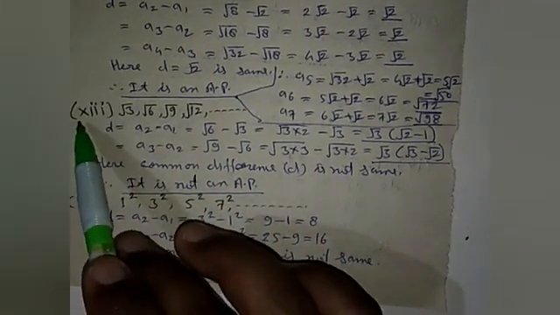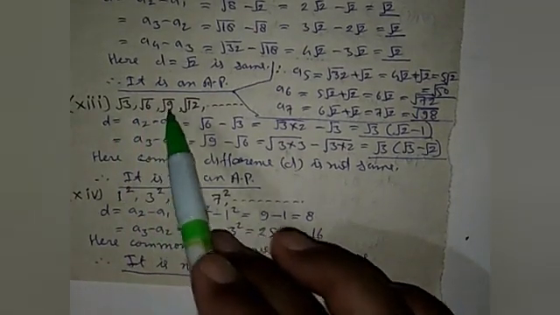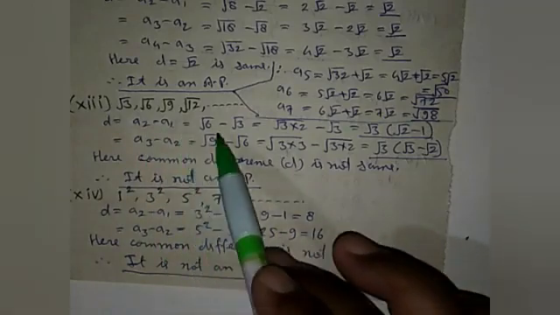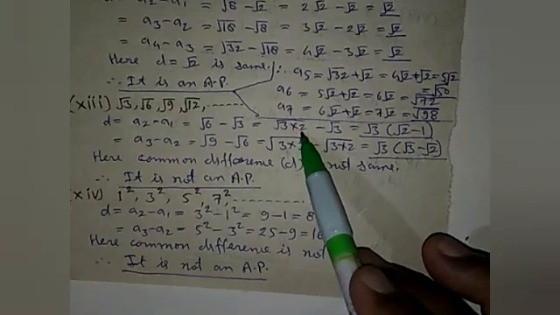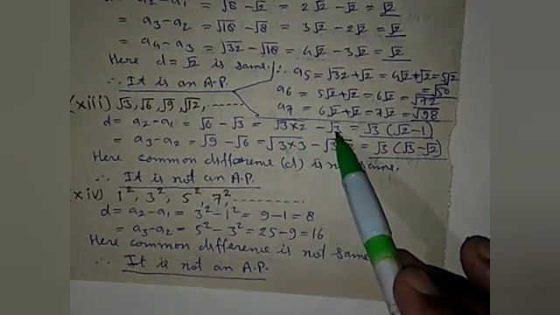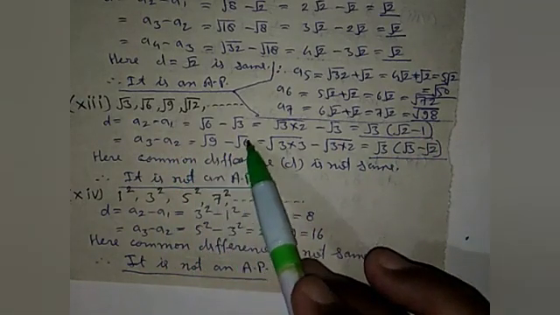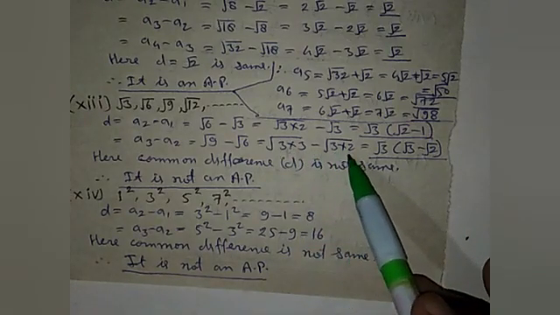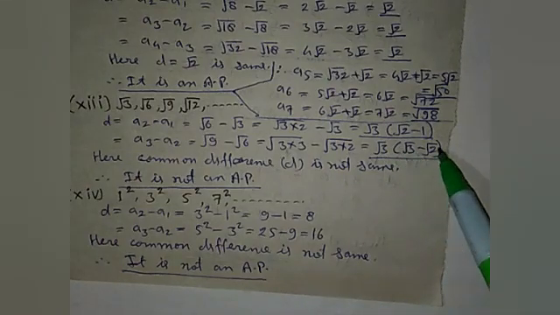In the 13th part, the series is given root 3, root 6, root 9, root 12. See here, difference is A2 minus A1 is root 6 minus root 3, and root 6 will be equal to root 3 into 2. So taking root 3 as common, you will get root 3 into bracket root 2 minus 1. Similarly, A3 minus A2 is equal to root 9 minus root 6, which is equal to root 3 into 3 minus root 3 into 2. Taking root 3 common, you will get into bracket root 3 minus root 2.